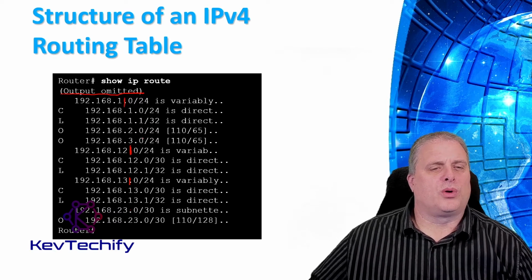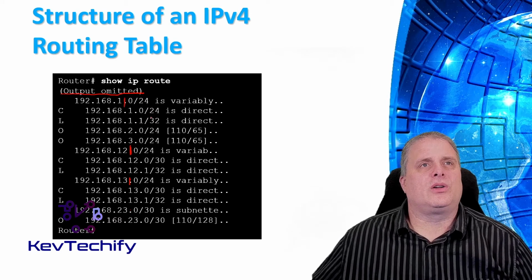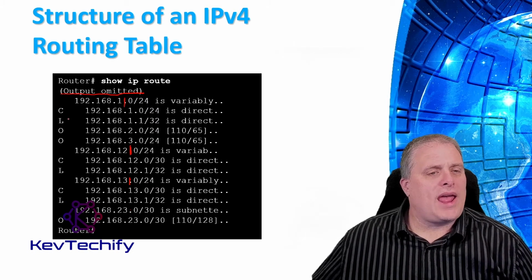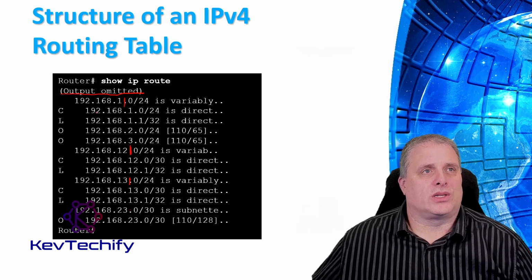They are different network portions. Then we group the stuff that's underneath them. These are called the child routes. It's indented a little bit. It has a code at the beginning. That's how you can notice the difference between the parent and the child routes.